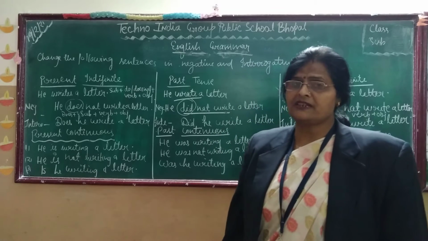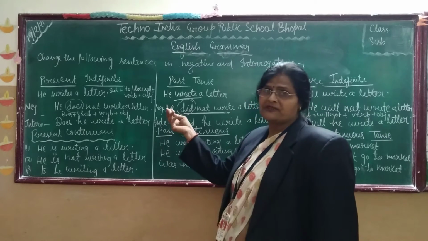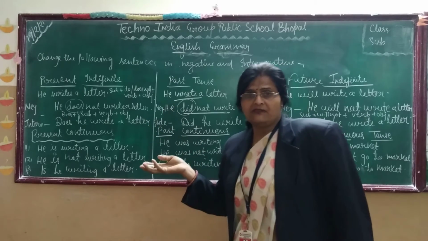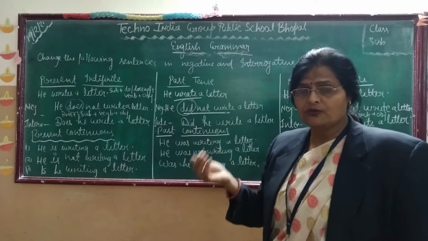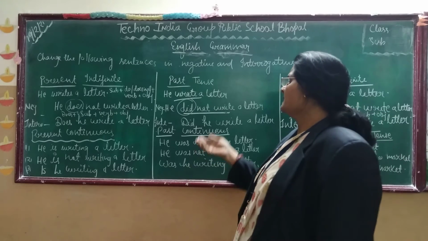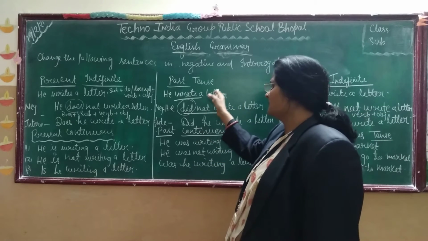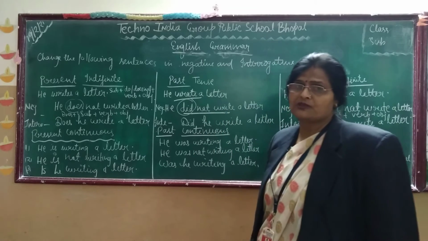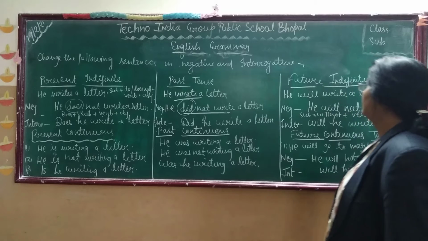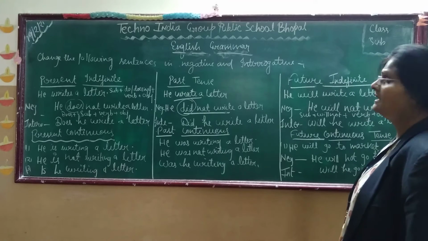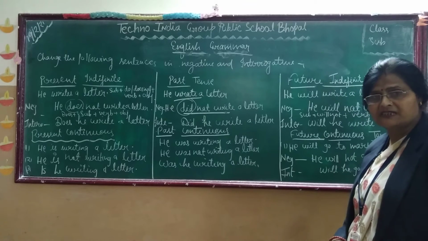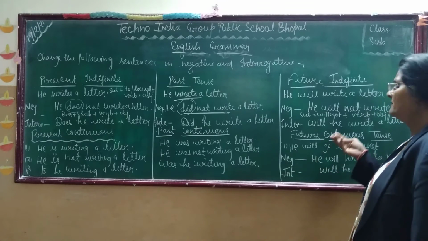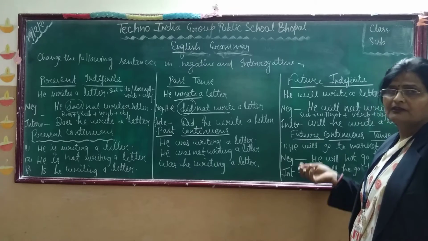To change any sentences into interrogative and negative, there are some rules. If you are changing the present indefinite sentences into the negative and interrogative, then you have to use do not or does not. If you are changing the past indefinite sentences into the negative sentence or interrogative sentence, then you will have to use did. Next, if you have to change future tense sentences into negative sentence or interrogative sentence, then you will have to use will not or will.